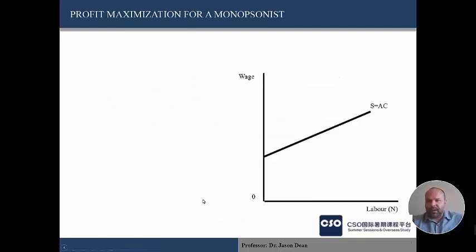Okay, so we have a diagram here. We're looking at the wage and labor space. We have our supply curve, and as we said, the supply curve is the average cost curve. So for example, if we want to hire this amount of labor, we need to pay a wage of this amount. And whatever that wage is, that's going to be the average cost per worker. Okay, for a competitive labor market, the profit maximizing condition would be that the value of the marginal product of labor is equal to the wage.